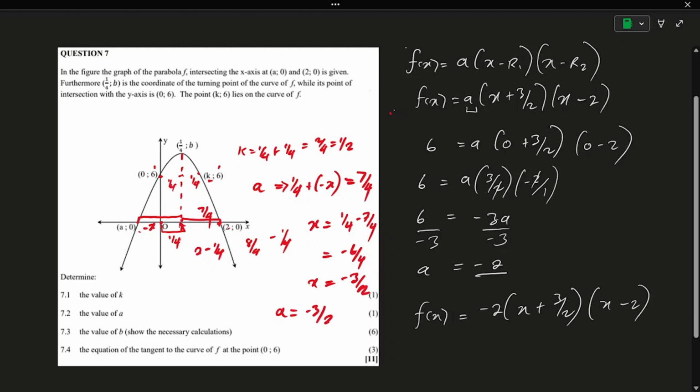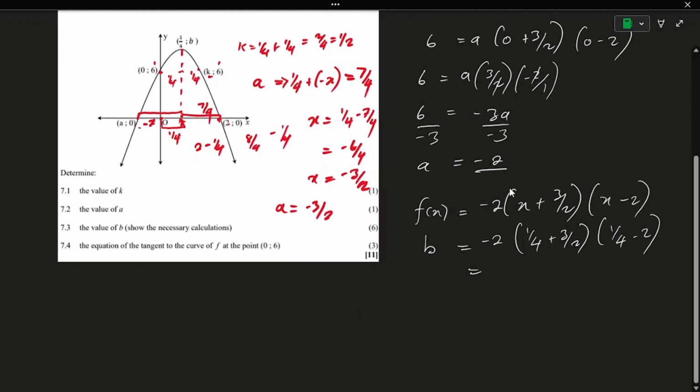So to find b, we know that at the turning point, our x value is 1 over 4. So in other words, we are actually looking for y, which is b. So minus 2, we substitute x as 1 over 4 plus 3 over 2, 1 over 4 minus 2. And you insert this in your calculator, and I'm sure you're going to get 49 over 8. So if my answer is incorrect, you can say it in the comments and I'll see where I went wrong, because it's possible to just punch crazy numbers. Right, so b equals 49 over 8, like that.